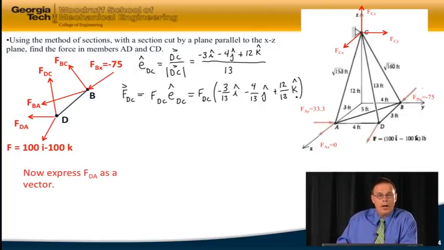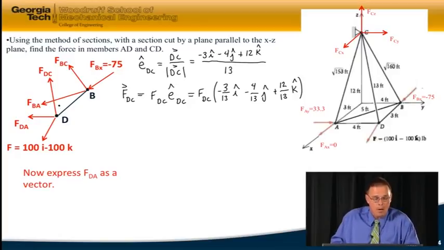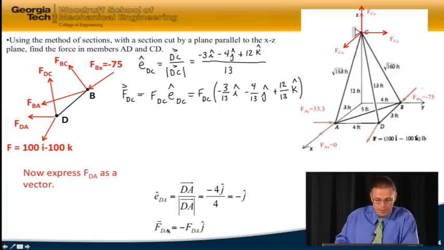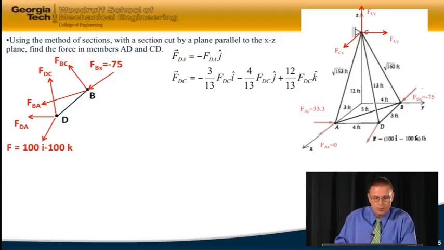What I'd like you to do now is to express F_DA as a vector, the other force that we want to find in member DA or AD. Okay, here is the position vector, e_DA. It's all in the negative j direction, and so the force DA is minus F_DA in the j direction. So now that we have both of those forces, I've shown them up here.